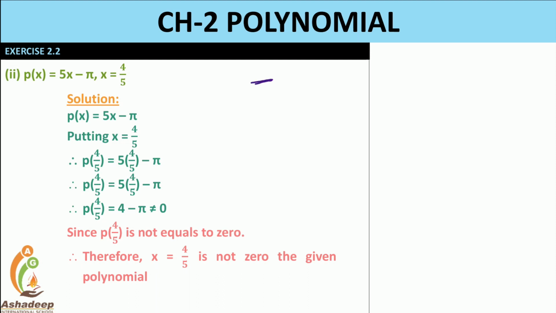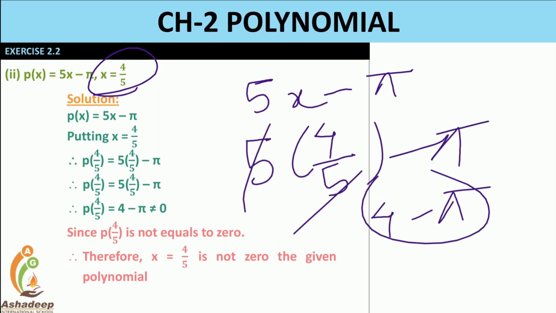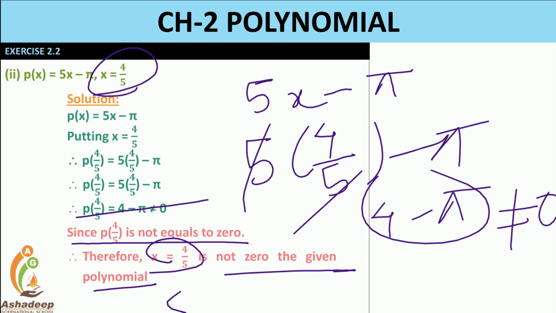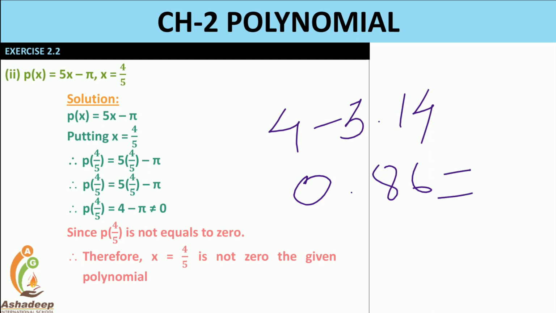Here it is 5x minus pi. So you need to put 4 upon 5 instead of x. 4 upon 5 minus pi, 5 cut, answer is 4 minus pi. So it is not equals to 0, right? Since it is not equals to 0, this is not the 0 of the given polynomial. Okay, so the value of pi is 3.14. And if you cut this out, you will remain with 0.86, and that is also not equals to 0.